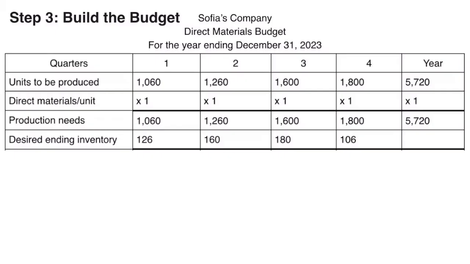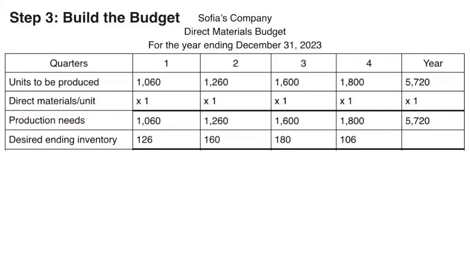The last step of the direct materials budget is building the budget. The first 3 rows are the same as step 1's table. Row 4 is desired ending inventory. Just like the production budget, the reason we do ending inventory calculations first is to make building the budget easier.